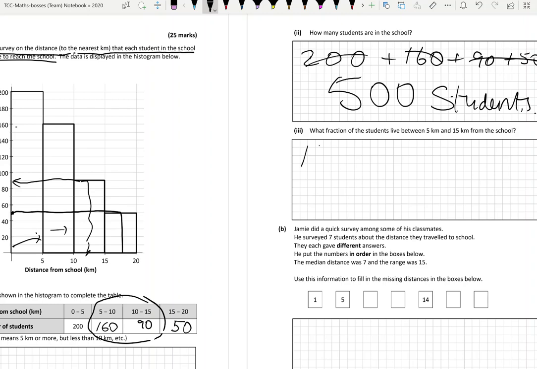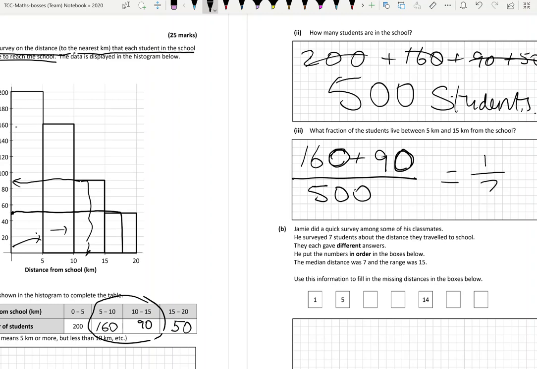So let's put in the 160 plus 90 is the number being considered and out of 500. Okay, and when you put that in your calculator, you get 1/2.